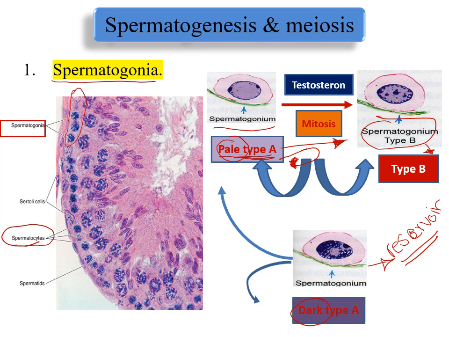So we have 3 types of spermatogonia. 2 of them are called type A and 1 is called type B. Type A you have pale spermatogonia and dark spermatogonia. The pale spermatogonia undergo mitosis to form type B spermatogonia, which enter mitosis again to increase in number to form the primary spermatocyte.